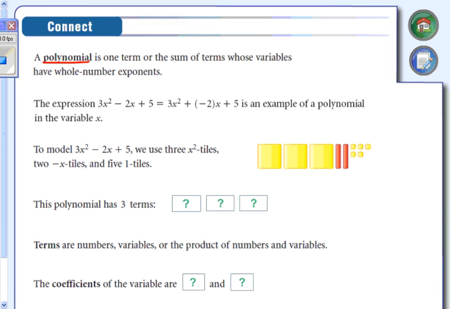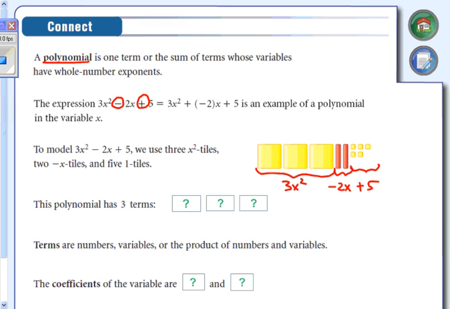Now, how are terms separated? Well, terms are separated by either a plus or a minus. So 3x squared minus 2x plus 5 is an example of a polynomial, right? To model this polynomial, we use 3 x squared tiles. Here are my x squareds. We used 2 negative x tiles, so this is negative 2x, and we used 5 one tiles.